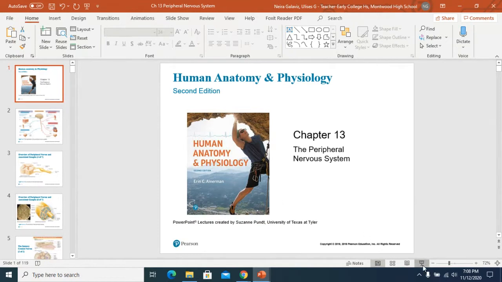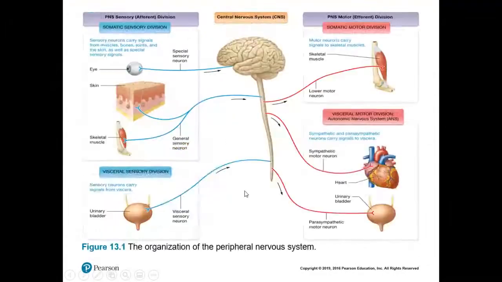Let's go over the peripheral nervous system. So far, keep in mind, we talked about the brain already and the spinal cord. Those two comprise the CNS, the central nervous system. So we went ahead and broke down all of the divisions of the brain, the smaller regions of the brain in terms of their function and their structures.